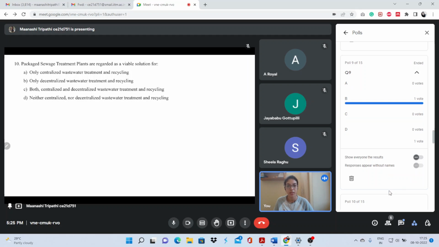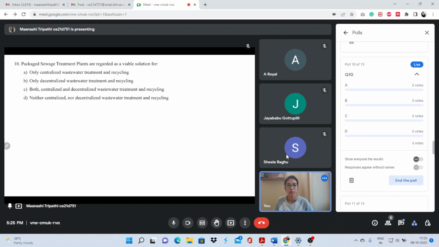Going to question number 10, and these are polls for it. Packaged sewage treatment plants are regarded as a viable solution for centralized or decentralized or both of them or none of the above. You answer this question.